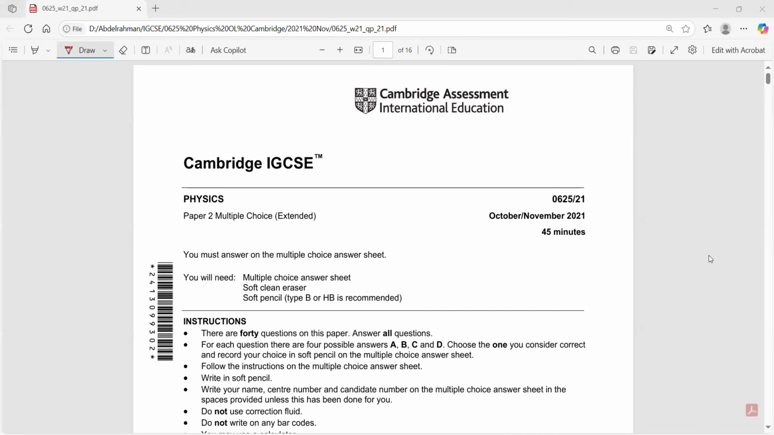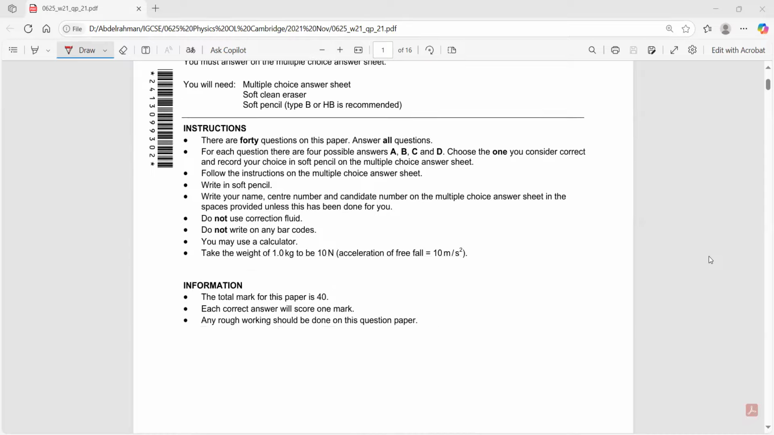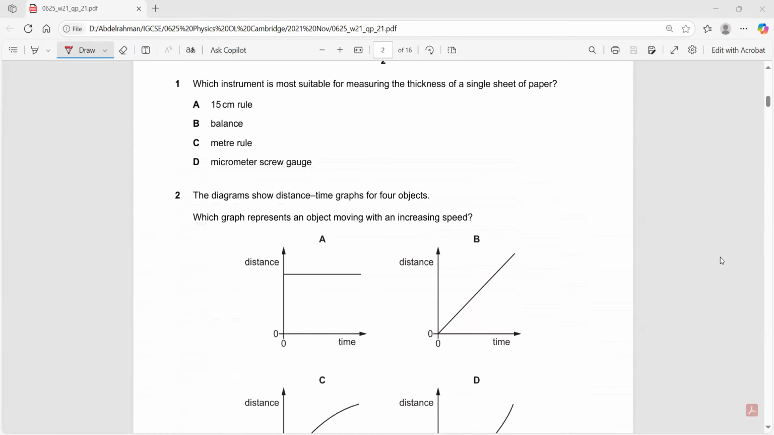Okay, November 2021, paper 2, variant 1. In question 1, it is actually cancelled. Why? Because the micrometer screw gauge has been removed. So you can cancel out question 1.